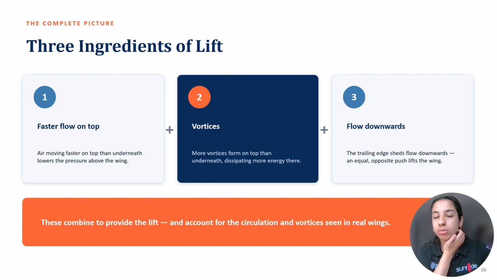Now, just to look at it in a more complete picture, we've talked about three things that can cause lift. So we talked about Bernoulli's, which is the flow on top of the wing being much faster than the bottom, causing lower pressure. And the second reason there's lower pressure on the top is because you got more vortices on the top. And then we also talked about, remember when we talked about the plate and how we put in Newton's third law, as you got airflow downwards at the trailing edge. So if we combine all of that together, we get lift.